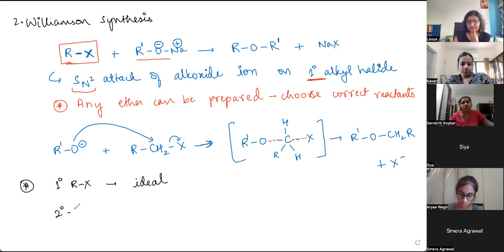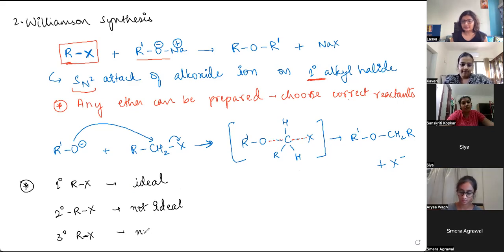If you use a secondary alkyl halide, you may still get your ether, but the yield won't be that great. So it's not ideal. It's pretty iffy. It's not like 100% confirmed that your end product will be ether. There's a chance, depending on the reaction conditions, you may get an elimination product also. And if you take a tertiary alkyl halide, this is outright, you will not get ether because this will always go the route of SN1 and then you'll end up getting an alkene.